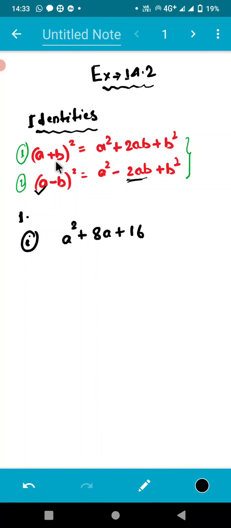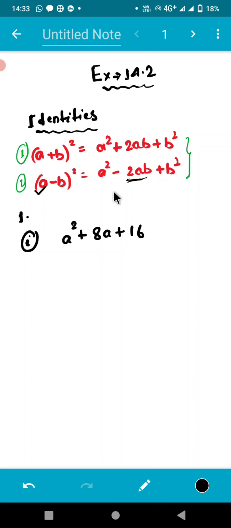The first identity is (a plus b) whole square equals a square plus 2ab plus b square, and the second identity that will apply on some of the sums is (a minus b) whole square equals a square minus 2ab plus b square. Now I want to say that all the questions will be given in this format, either a square plus 2ab plus b square or in the form of a square minus 2ab plus b square. So if the question is given in the form a square plus 2ab plus b square, we have to change it into the form of (a plus b) whole square. And if the question is given in the form a square minus 2ab plus b square, we have to change it into the form of (a minus b) whole square.